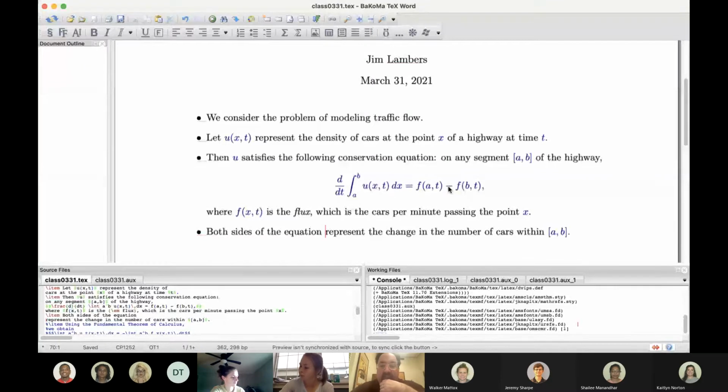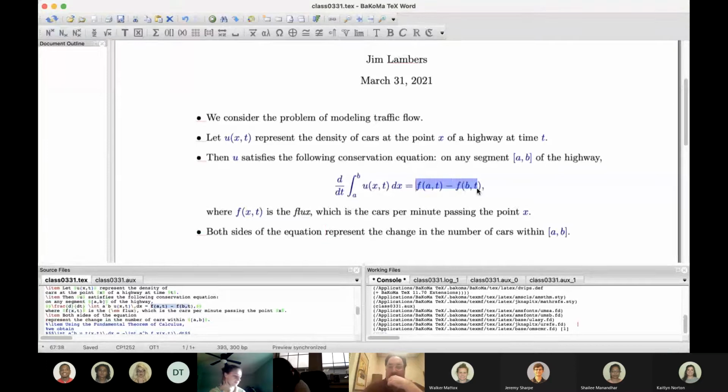Now, on the right side, f of x,t is the flux, which refers to cars per minute passing the point x. So what we have here is cars passing a point A. These are cars entering the segment, and then we're subtracting out cars that are leaving the segment. So by subtracting these two fluxes, this is cars per minute, if we're using t with a unit of minutes. So this also represents the time rate of change of the number of cars within the entire segment AB.